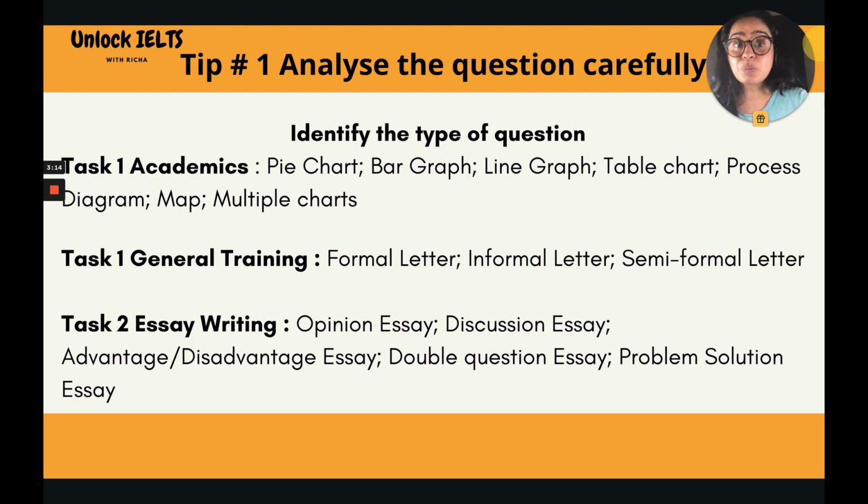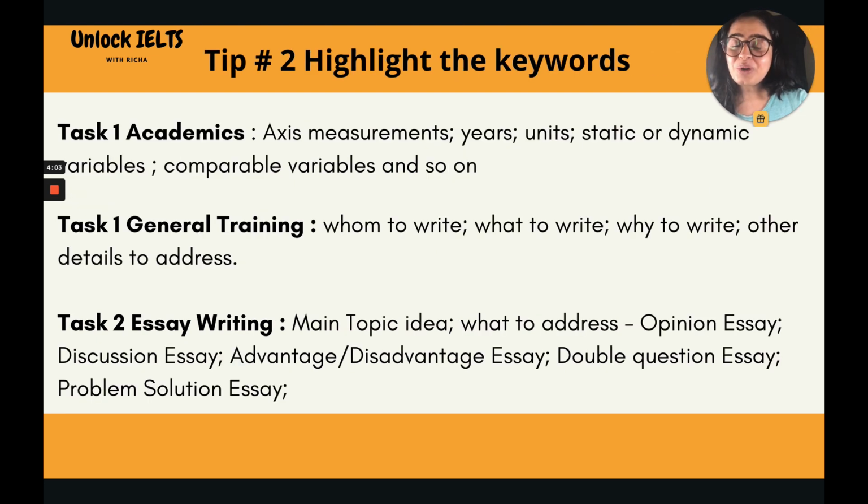In case of task 1 general training, you need to identify whether the letter is a formal letter, informal letter, or semi-formal letter. And lastly, for task 2 essay writing, you need to identify whether the essay is an opinion essay, discussion essay, advantage disadvantage essay, double question essay, or problem solution essay. The correct identification of the type of essay will help you to follow the correct structure as well as the usage of different vocabulary.